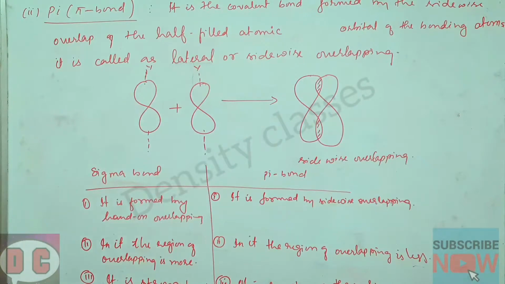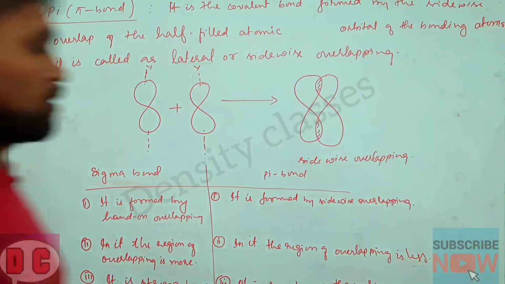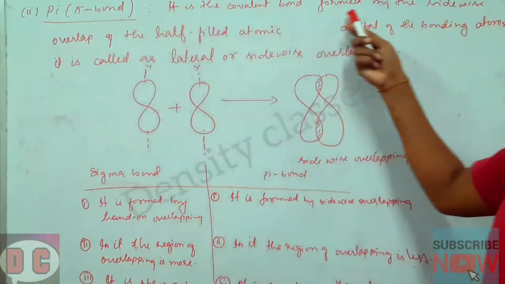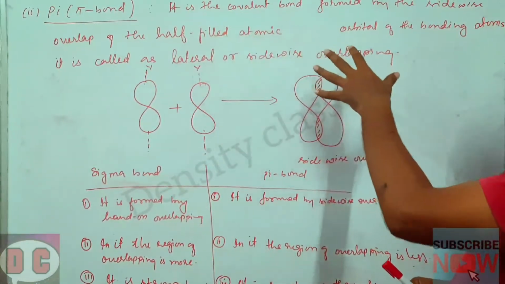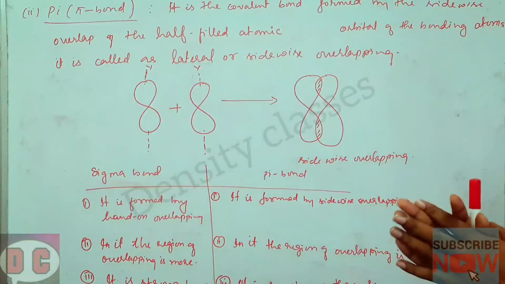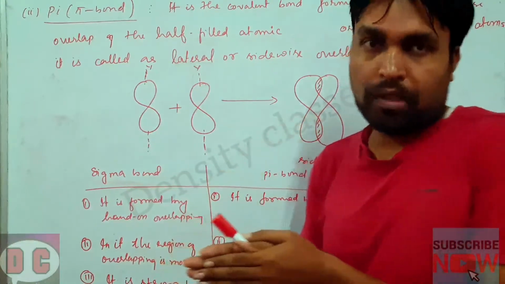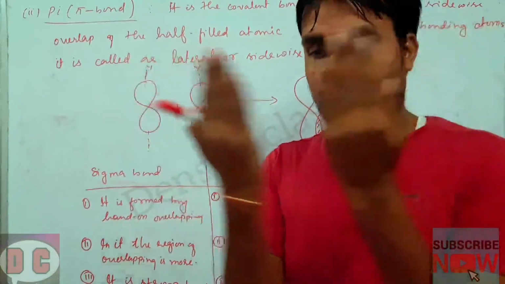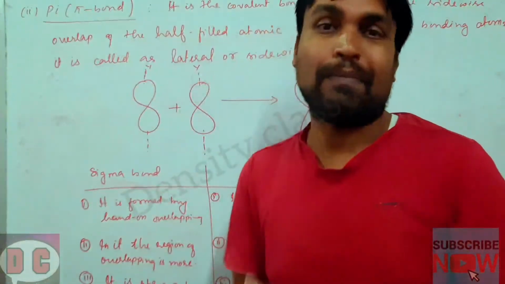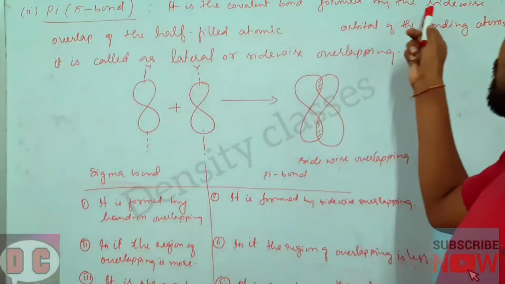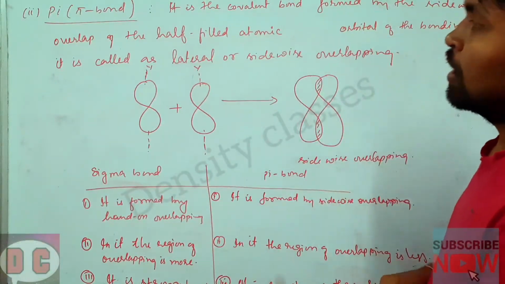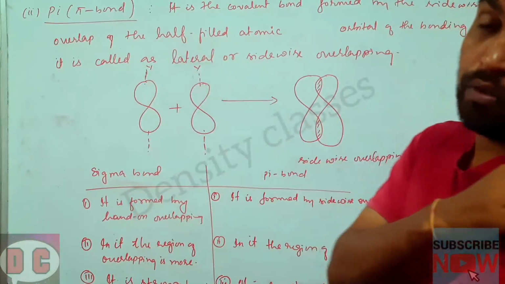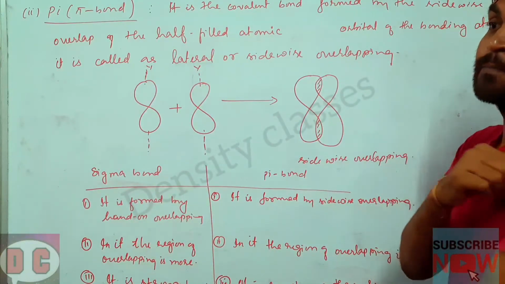Now we are going to discuss pi bonds. What is a pi bond? It is a covalent bond formed by the sidewise overlapping of half-filled atomic orbitals. First of all, it is formed by sideways overlapping, this way. So a pi bond is the covalent bond formed by the sideways overlapping of half-filled atomic orbitals, those orbitals which are half-filled.